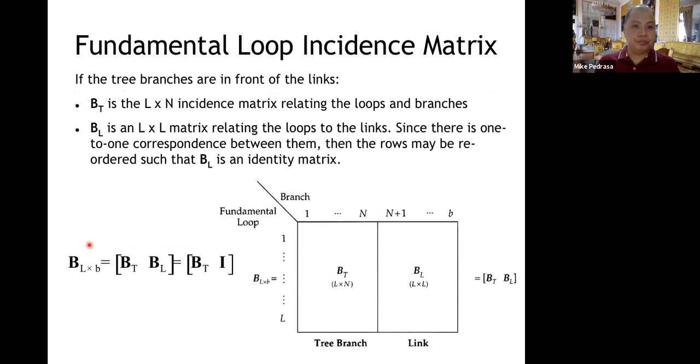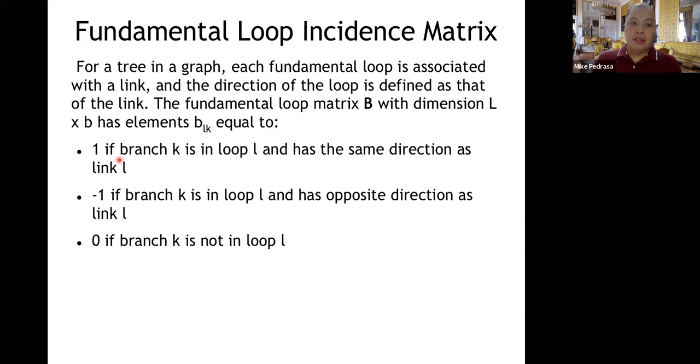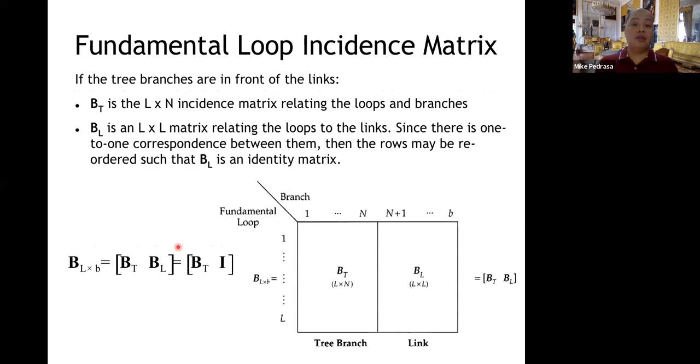Now, the columns are the branches, so ganun pa rin, 1 to b. The rows, however, are the fundamental loops. The element is 1 if the branch is in loop L and has the same direction as the link. It is -1 if the branch is in the loop but in the opposite direction, and 0 if the branch is not in the loop. I think it's easier to explain that through an example.